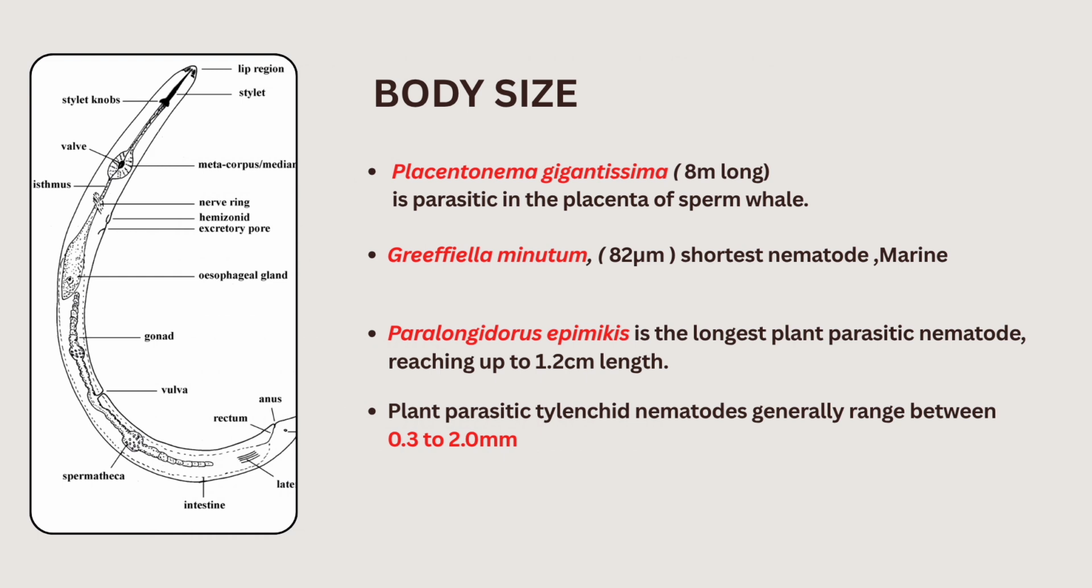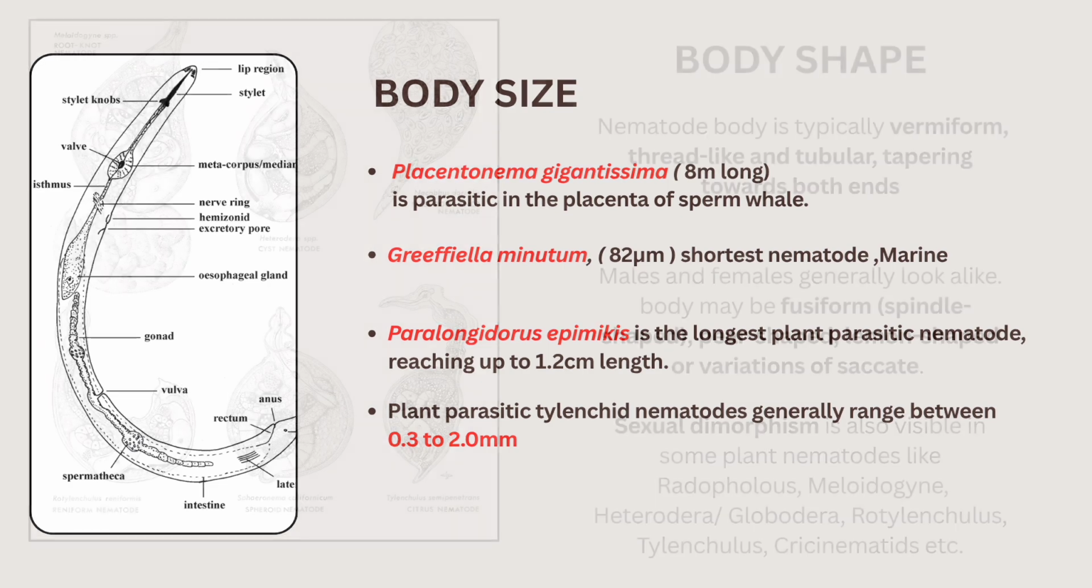And coming to body size, most of the plant parasitic nematodes are microscopic in nature, ranging mostly from 0.3 to 2 millimeters. The longest nematode recorded so far is Placentonema gigantissima, and the smallest one is Greeffiella minutum, which is a marine nematode. The longest one is parasitic in the placenta of the sperm whale. And the longest plant parasitic nematode recorded so far is Paralongidorus epimikis.